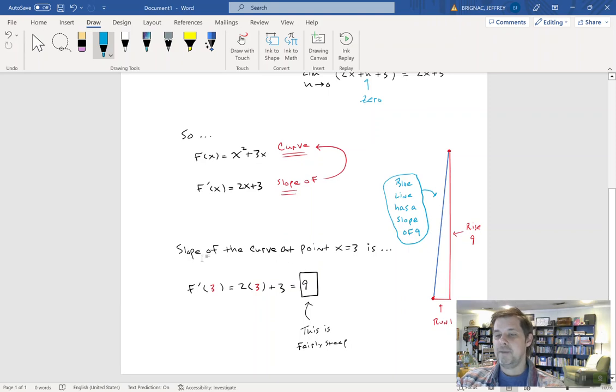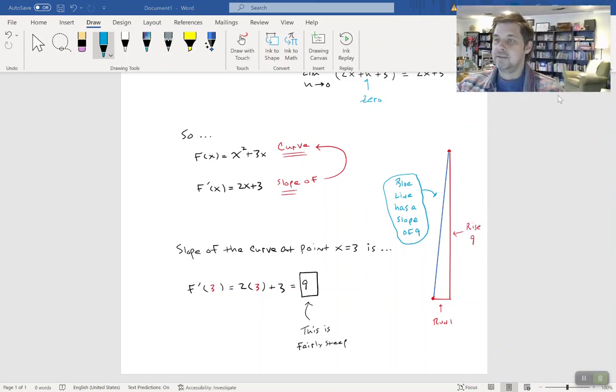Now, my final question in my prompt was, what's the slope of the curve at the point where x is equal to 3? So I would just have to take my formula for the derivative and plug in 3 for the x. And if I do that, this is what I get. 2 times 3 plus 3, which is 9. So 9 is the slope of the curve at that point.